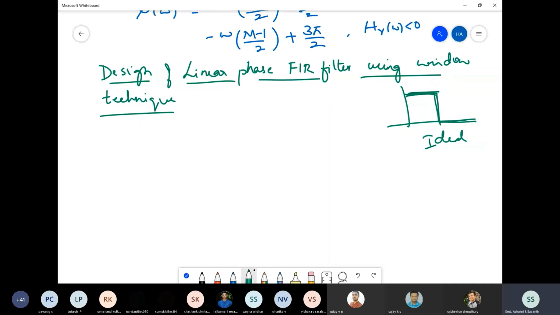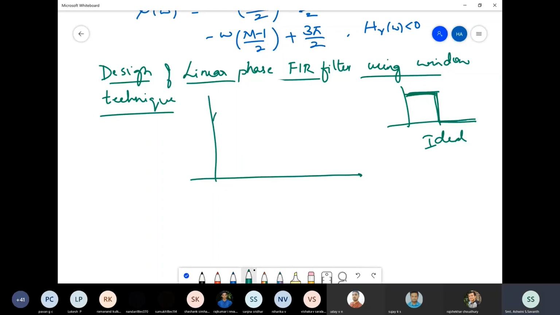This is an ideal filter which we cannot reach practically. Practically speaking, you expect a smooth transition like this. Now for an FIR filter, the pass band and the stop band will not be flat or smooth. Instead, there are ripples in the pass band and the stop band.